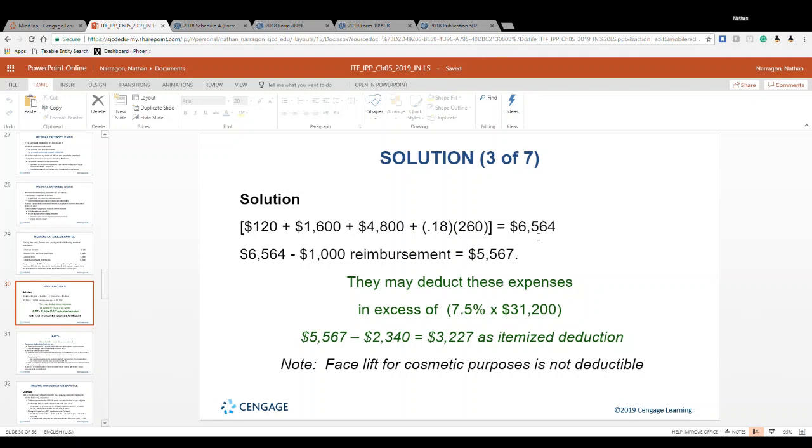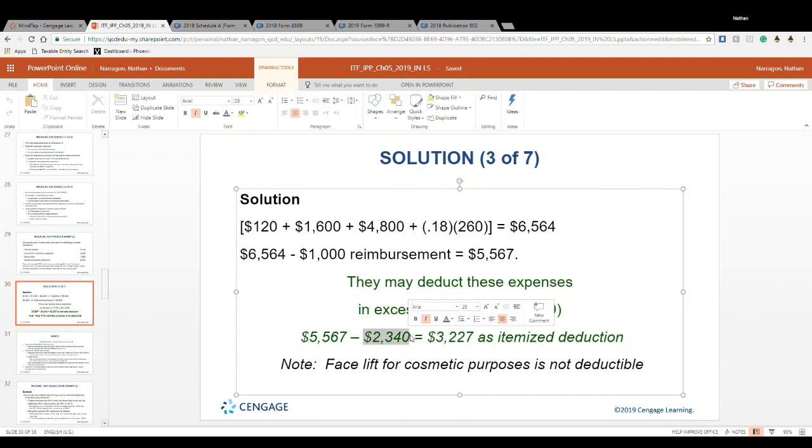So we have the 31,200, which was their AGI, and we're going to multiply that by 7.5%, or 0.075. With that being said, due to our gross income, we have 2,340 that basically gets taken off because we have to be above that. So since we're above that by 5,567, we're actually allowed to take 3,227 as an itemized deduction. So again, as you can see, medical is not all that it's cracked up to be. You can spend a lot of money, but if your AGI is high too, it's not going to help you on deductions. That's one of those little things that they made sure to do.